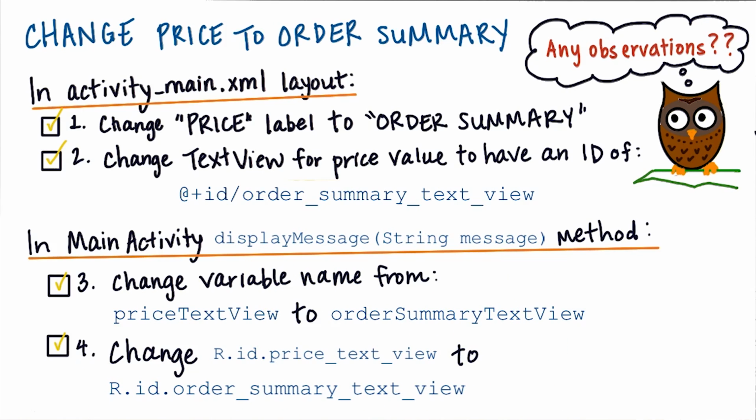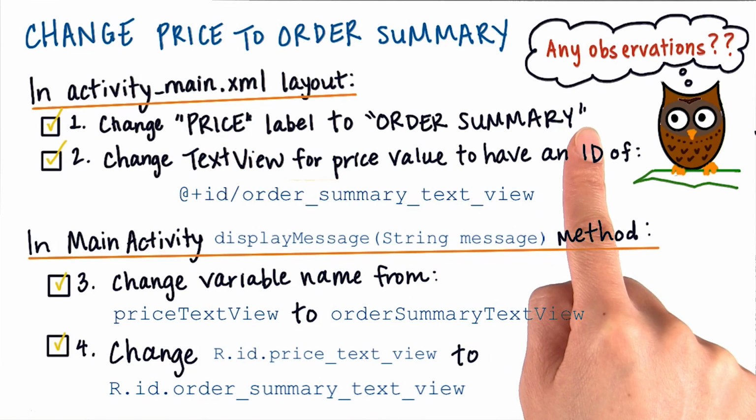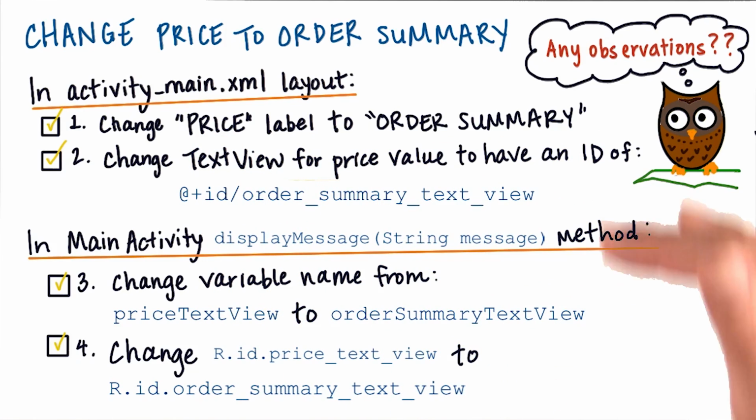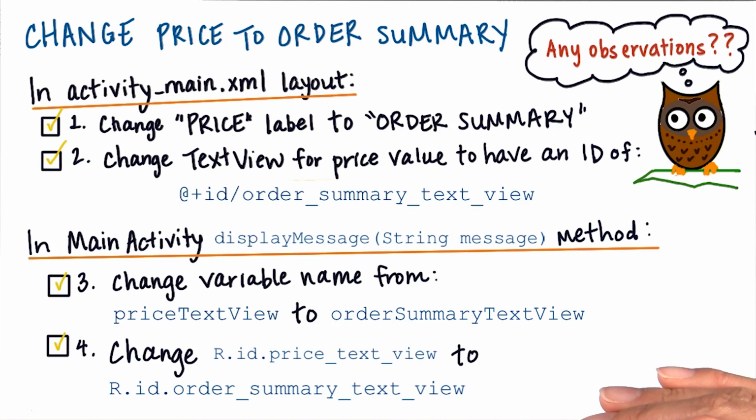You also may have noticed that by changing price to order summary, it seemed to have a bunch of ripple effects on other parts of the code. Now, some of these changes are required in order for the app to run again, but other changes were more nice to haves just for convention so that we didn't have any old lingering references to price.